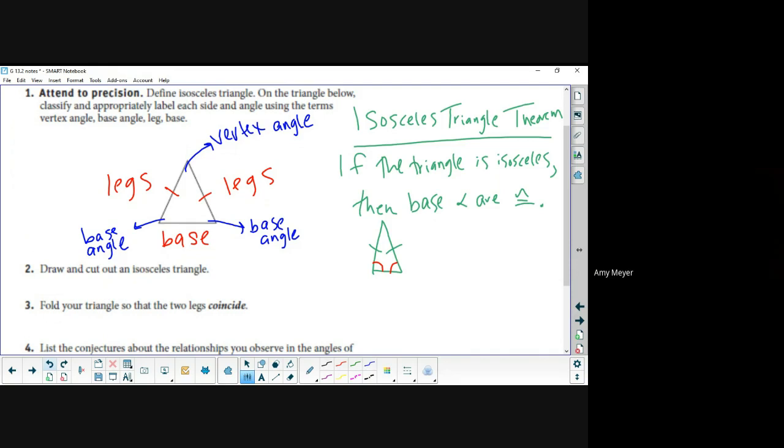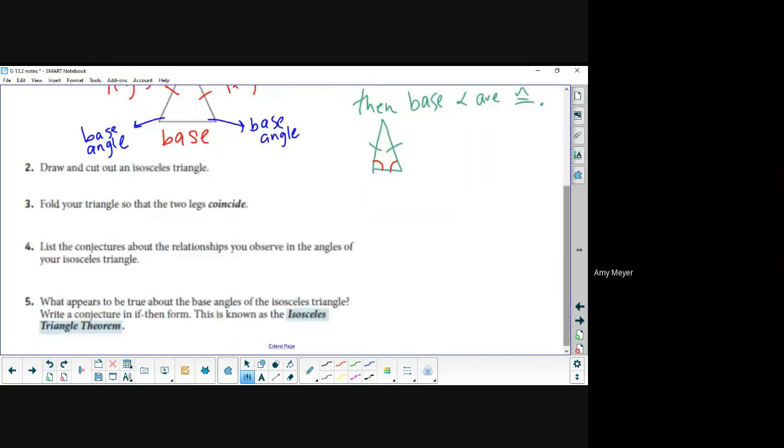The other theorem for today has pretty much the same name. It's called the isosceles triangle converse theorem. So you can write it right below or wherever you have space. Isosceles triangle converse theorem.